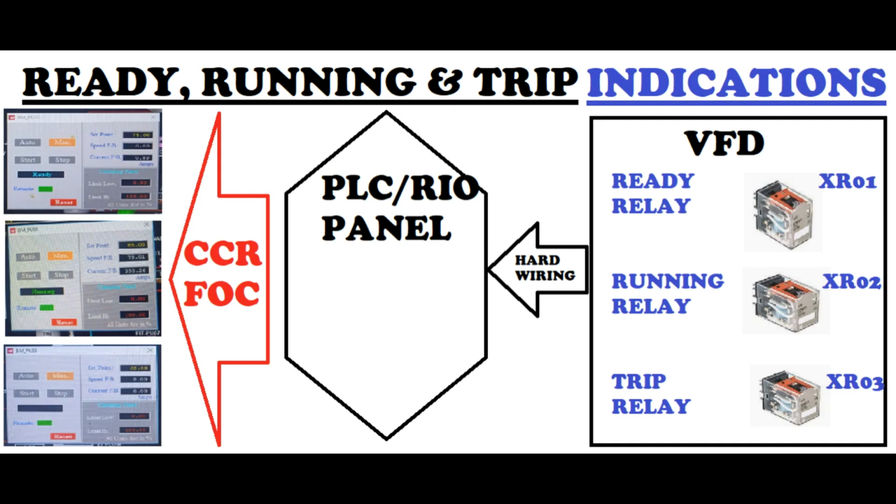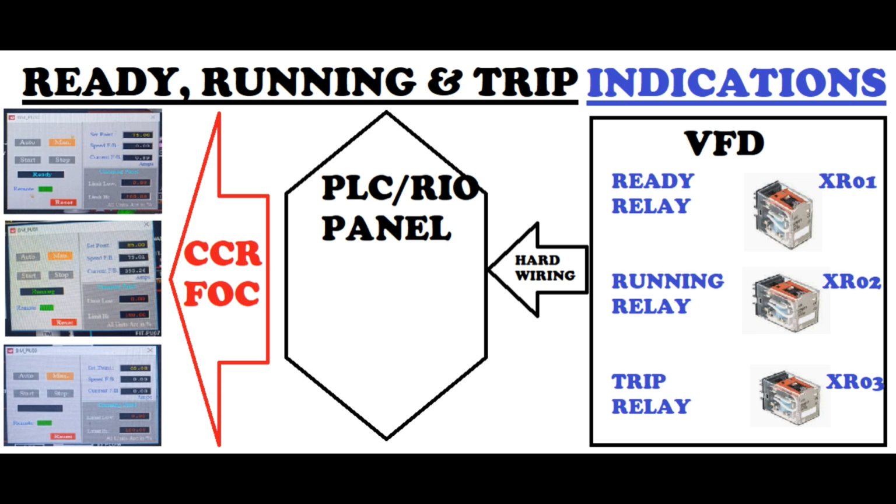Next is ready, running and trip indication, which are generated by the drive. It will go to the RIO panel or PLC through hard wiring, that is digital output, and from PLC to SCADA through fiber optic cable. So in the drive on the right hand side you can see there are three different relays, and these relays will get actuated with the drive situation. If the drive is ready, RX1 will get actuated, and similarly RX2, RX3 for running and trip indications.